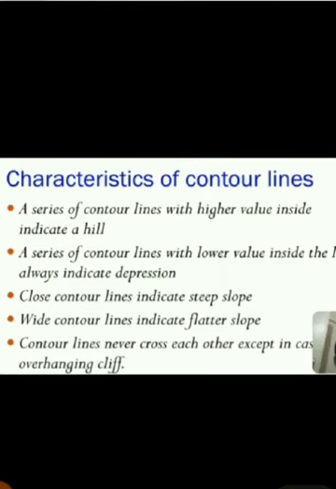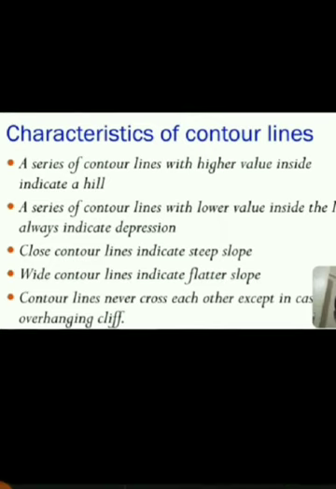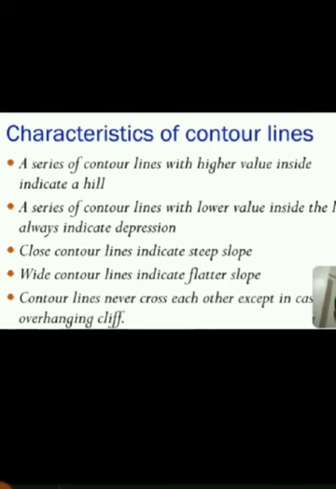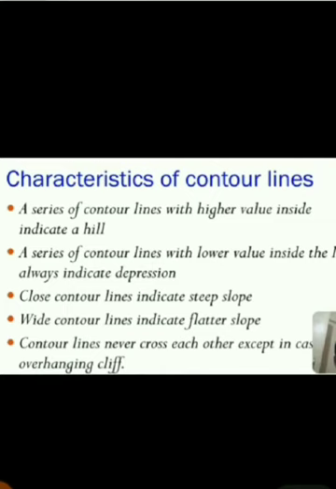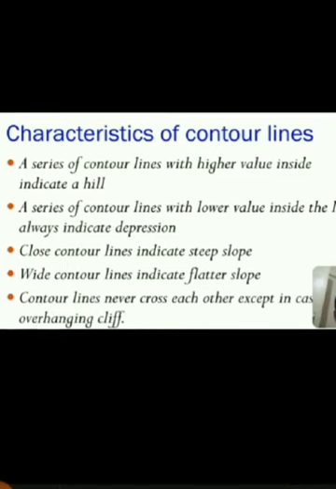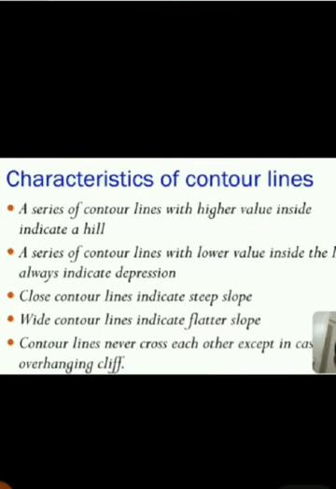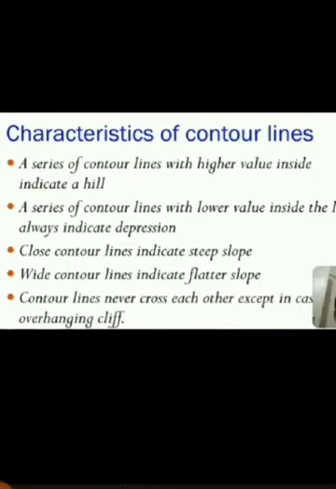A series of contour lines with a higher value inside indicates a hill. If it has a higher value inside, it indicates there is a hill. Okay, we can locate by seeing the higher value inside the contour lines that there is a hill. A series of contour lines with a lower value inside always indicates a depression. Close contour lines indicate a steep slope. Okay, close contour lines, steep slope will be there.